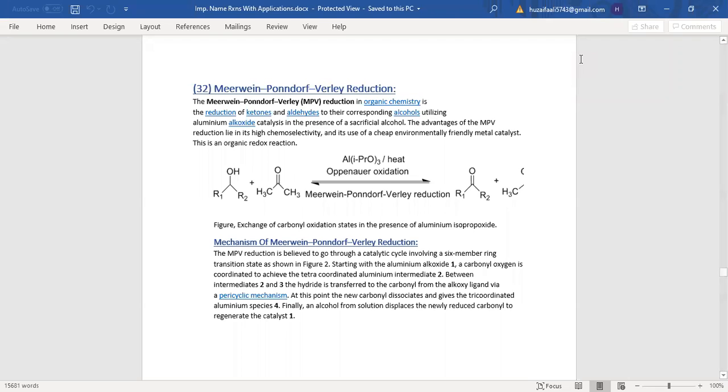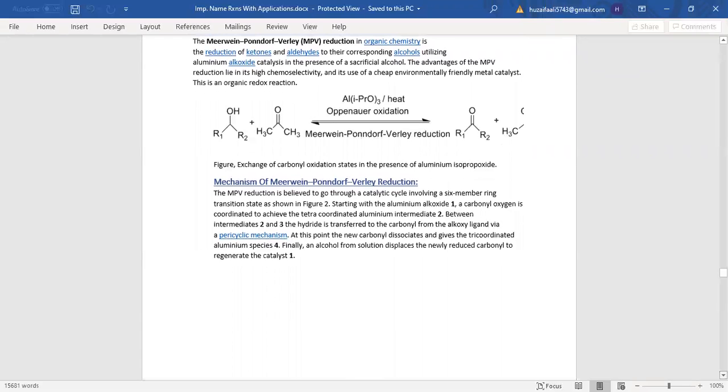Meerwein-Ponndorf-Verley reduction. The Meerwein-Ponndorf-Verley reduction in organic chemistry is the reduction of ketones and aldehydes to their corresponding alcohols utilizing aluminium alkoxide catalyst in the presence of a sacrificial alcohol. The advantages of the MPV reduction lie in its high chemoselectivity and its use of a cheap, environmentally friendly metal catalyst. This is an organic redox reaction. Mechanism of Meerwein-Ponndorf-Verley reduction.